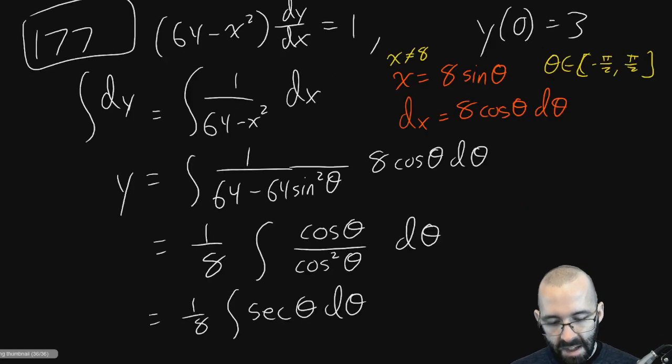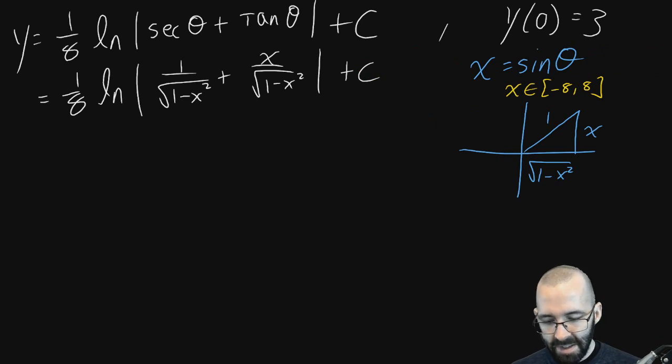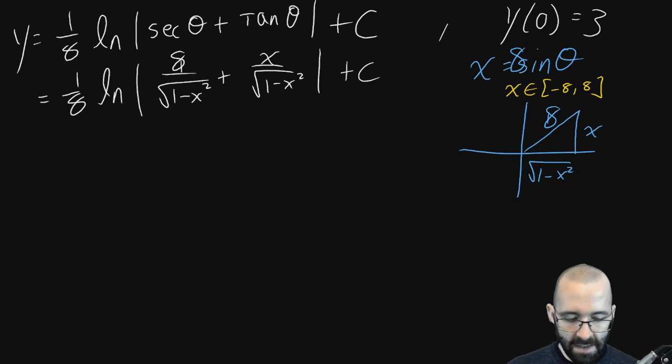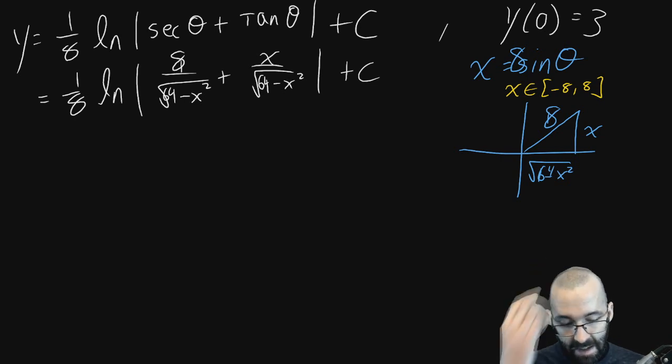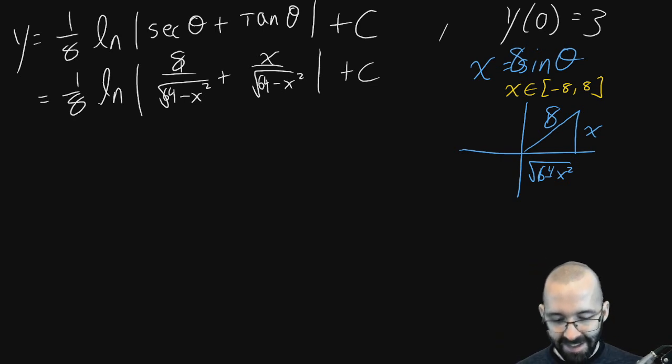Wait, was this actually the sub? No, the sub is 8 sine. Yeah, I was thinking this looked a little weird. This is 8, so it's x over 8. So this is an 8 right here, which means that this is an 8. And this is a 64. Great. And is everything else updated? Yeah, I think so.